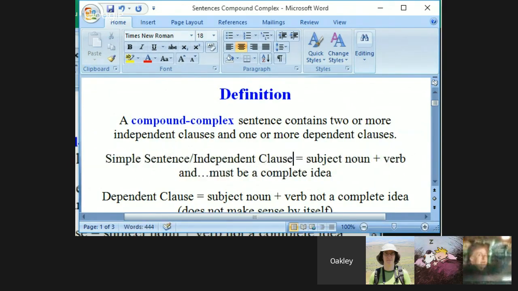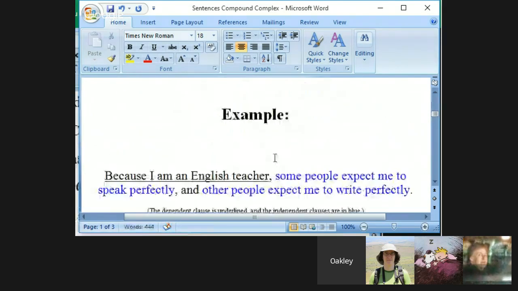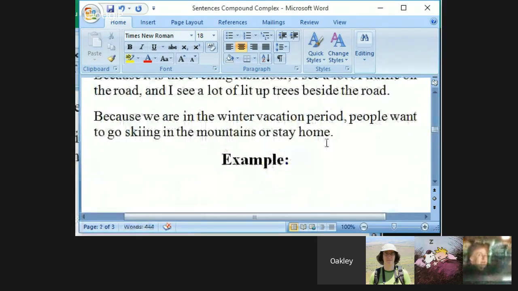It has to have a subject noun, a verb, and a complete idea. In your sentence, we have or stay home. There's no subject noun. There's a verb and an object, but the subject noun is actually back here. It's still people. So this is just one independent clause, so this is actually a complex sentence.